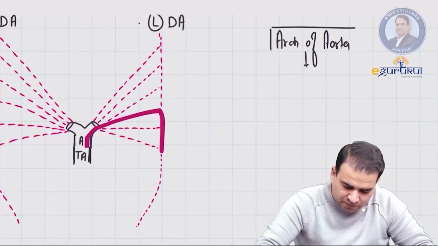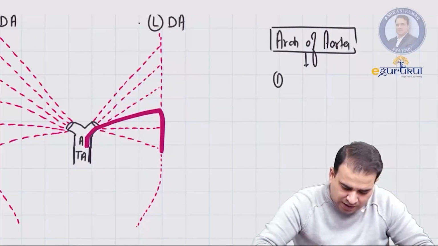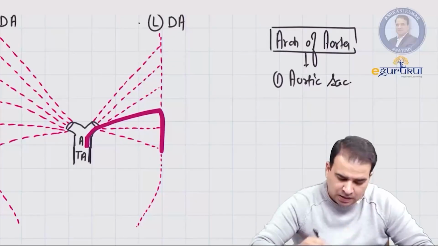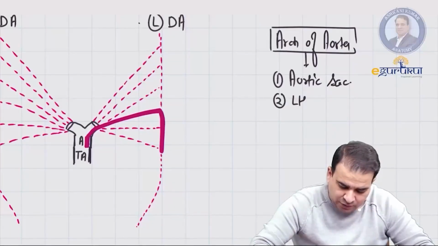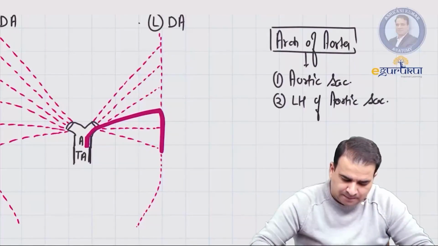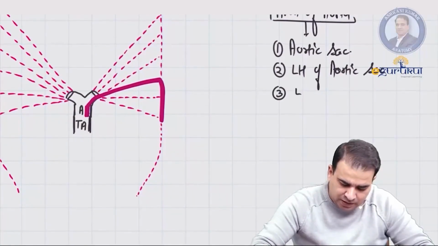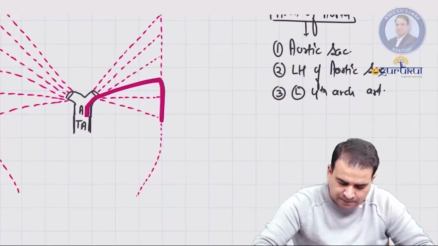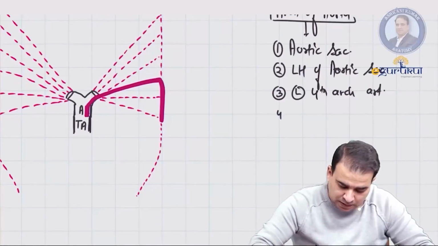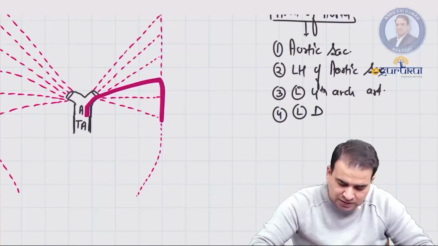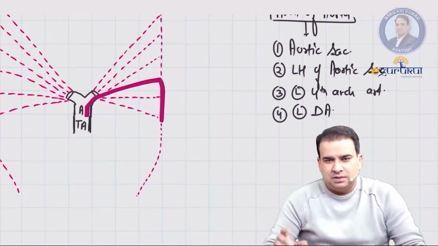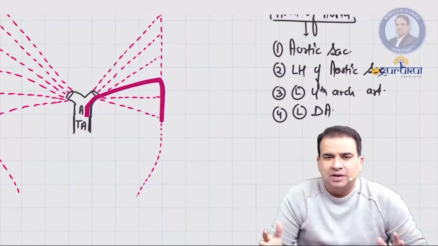Arch of aorta derived from, number 1, from the aortic sac. Number 2, from the left horn of aortic sac. Number 3, left fourth arch artery. And number 4, left dorsal aorta. This is the main thing. Once you find out the arch of aorta, rest is easy.